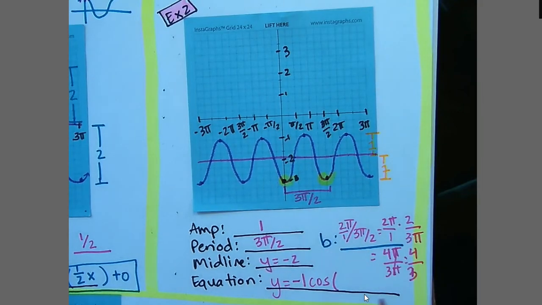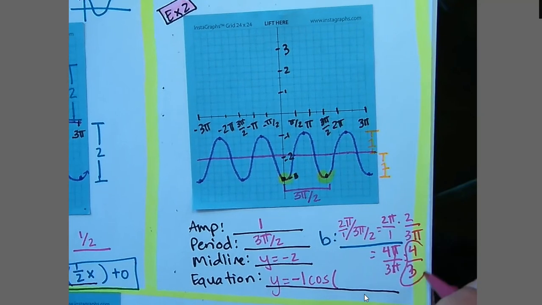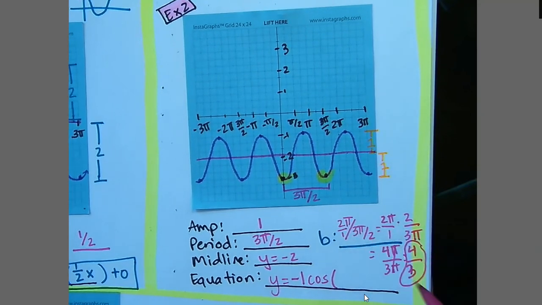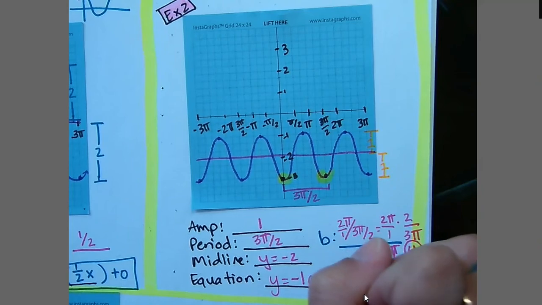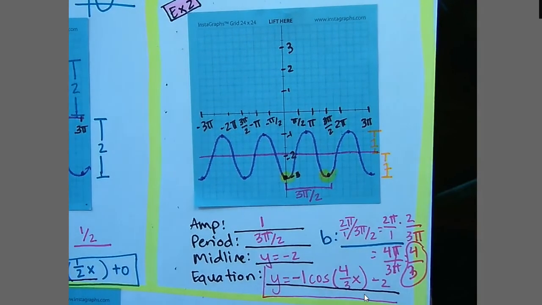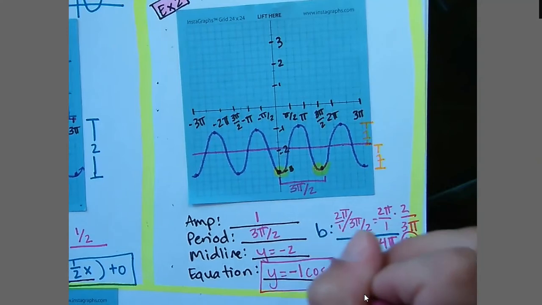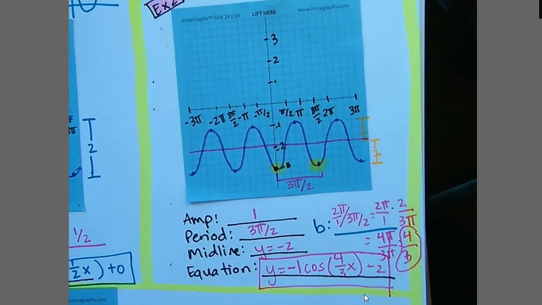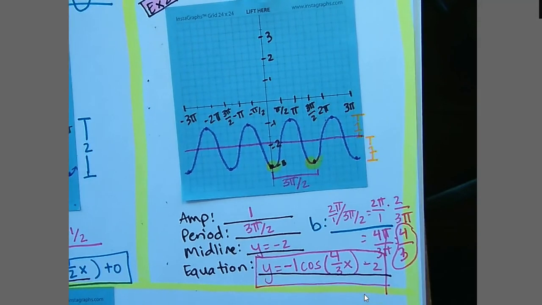Then the number of waves in 2 pi is 4/3. Okay, we got that from this. And we're just going to put x. And then we're going to put our midline on the end, so -2. So this is your equation for this function. And again, this is kind of a harder example, but if you can understand the harder examples, then you should be able to understand the easier examples.